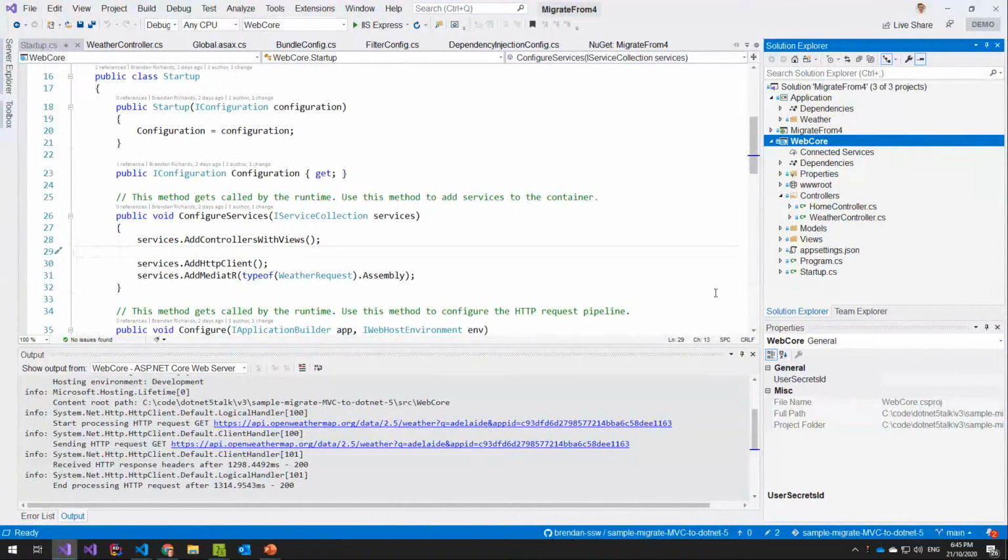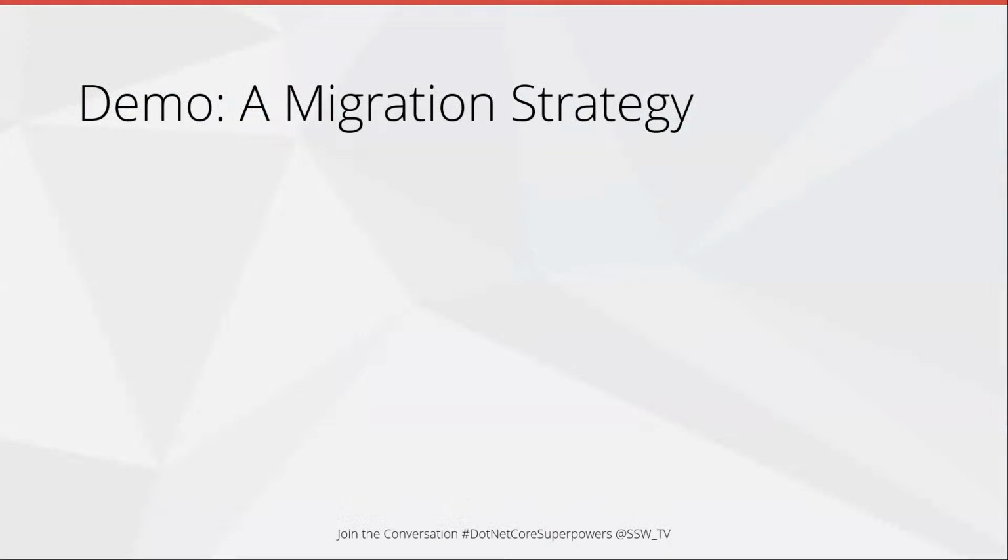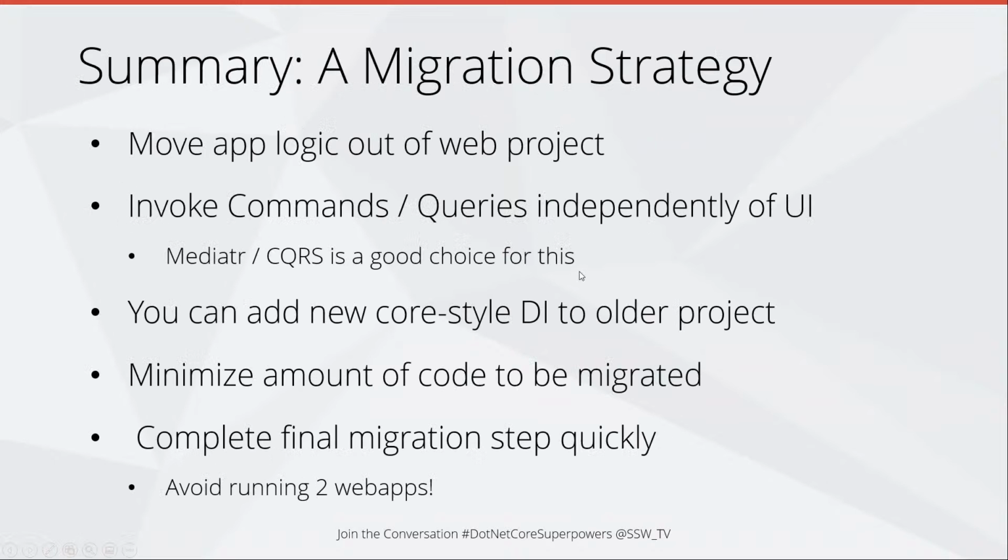So what have we looked at? Let's go to a summary. So in summary, we looked at one possible approach of doing a migration from full framework .NET to ASP.NET Core. This isn't the only way you could do this, but it's a way I'd recommend because to my mind, what you end up with is quite a clean solution where the business logic of your application is moved out of .NET Core.